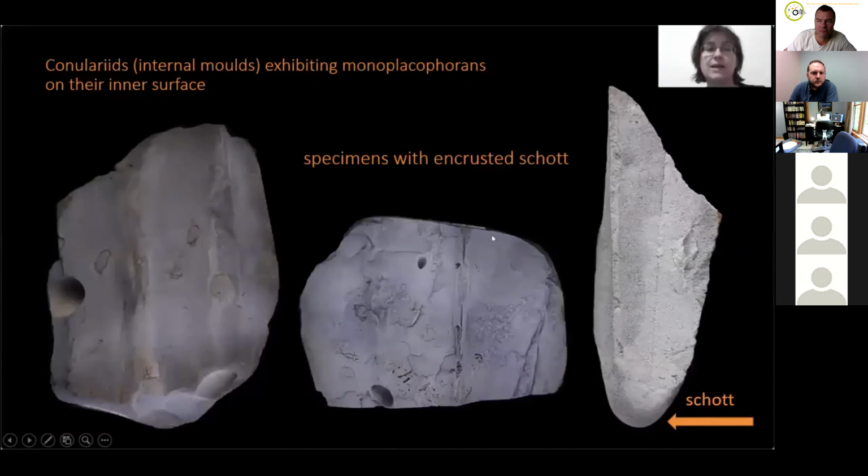Finally, conularids exhibiting monoplacophorans on their inner surfaces, and these bryozoan colonies which covered all 4 faces of conularids and also the adapical region, were probably encrusted after that.